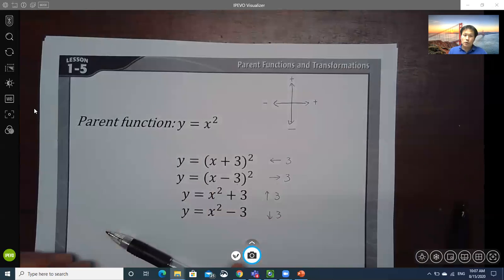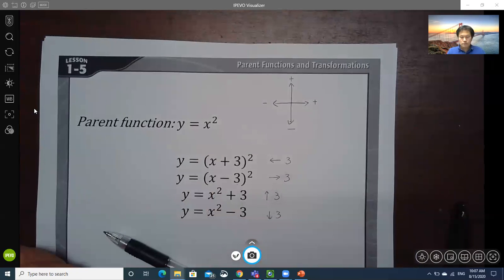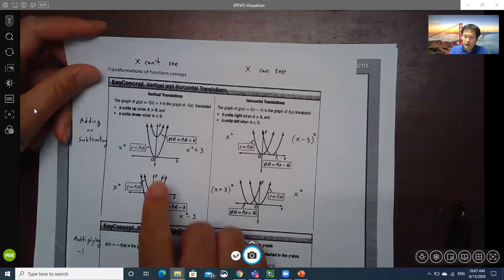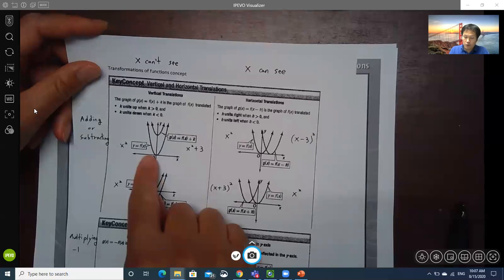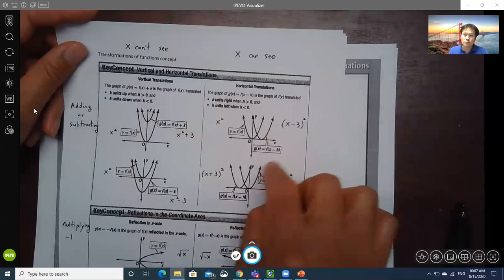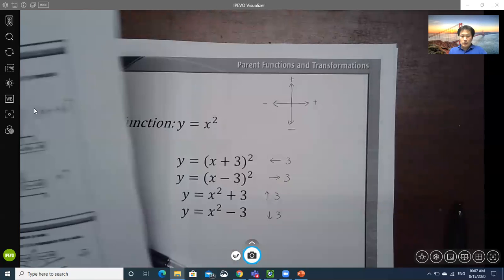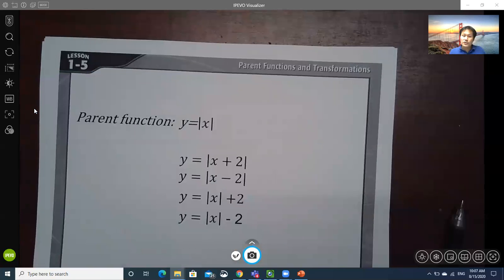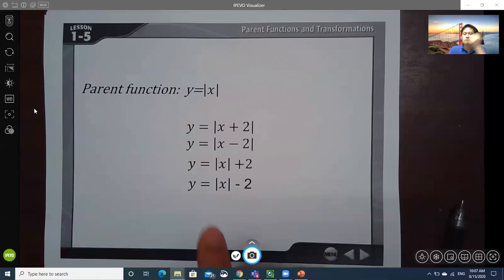So graphically, you have y equal to x squared, which is a parabola, and up, down, right, left, you know the shape. Okay, pause the video, please. I want you to try this by yourself.